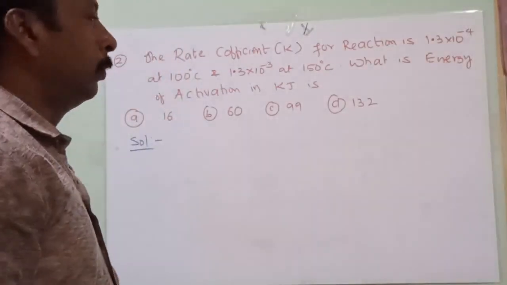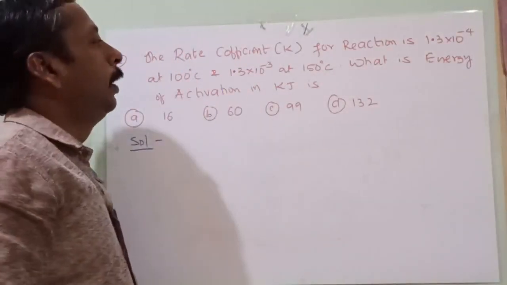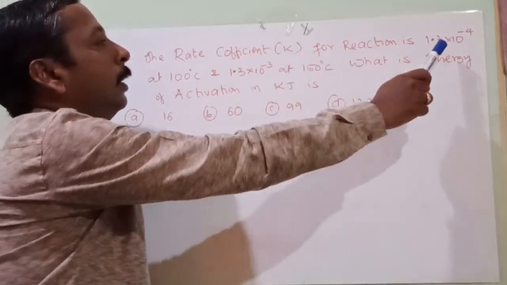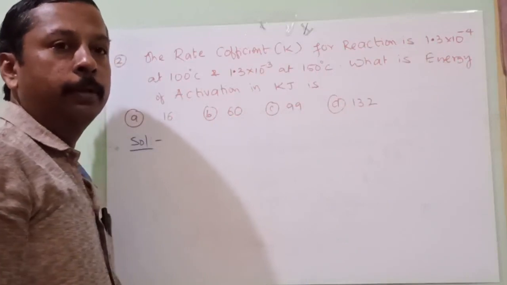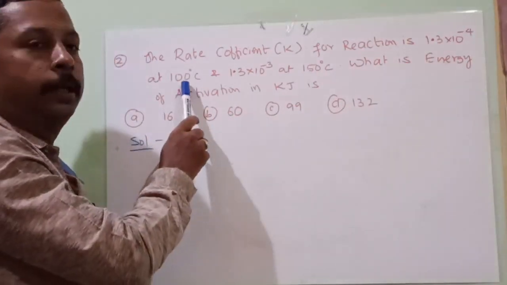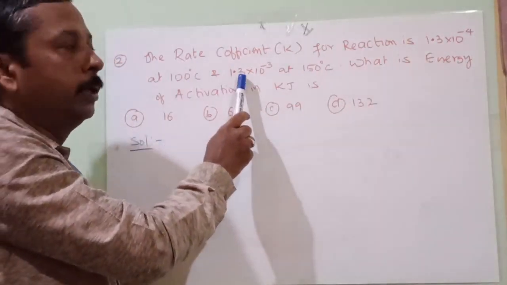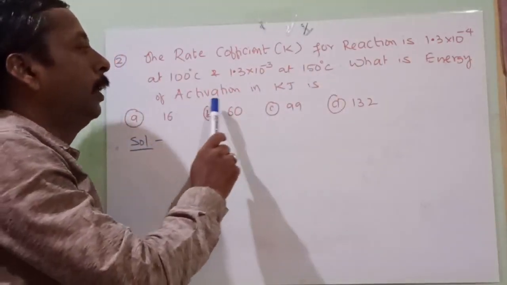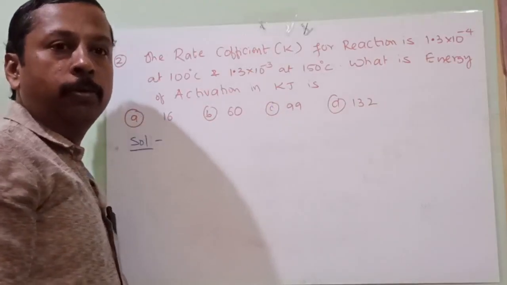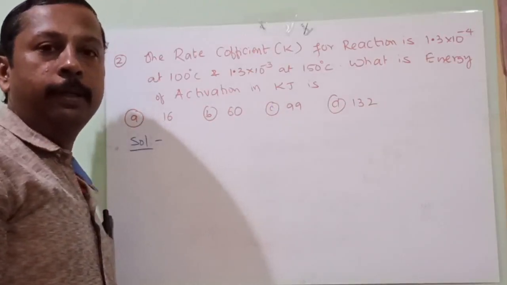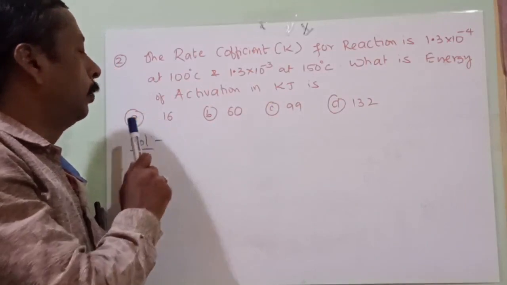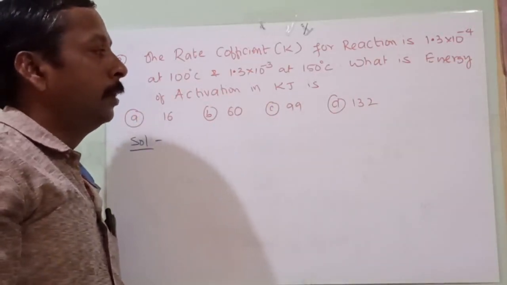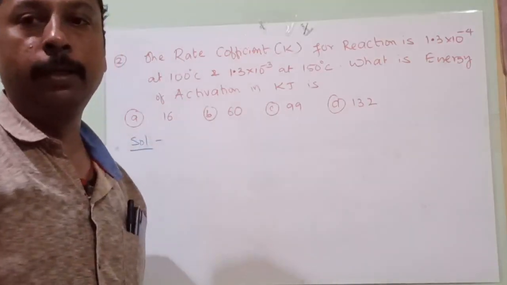Okay, so the first question is the rate coefficient K. The rate coefficient K for the reaction is 1.3 into 10 to the power of minus 4 at 100 degrees Celsius and 1.3 into 10 to the power of minus 3 at 150 degrees Celsius. What is the energy of activation in kilojoules? Option A is 16, option B is 60, option C is 99 and option D is 132.